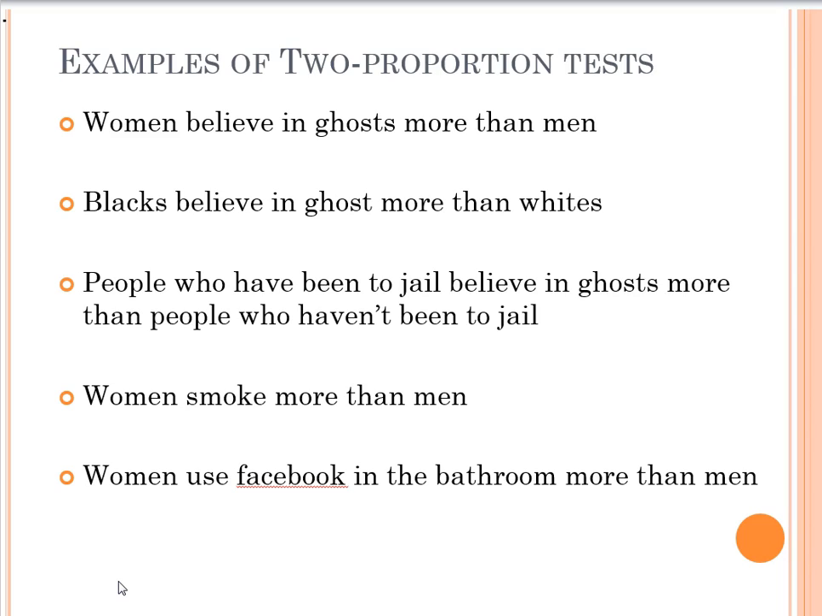We may compare minorities to majorities, or we might compare different subsets of the population. So we need two different groups of things to compare, and then we can test a claim. So for example, we can compare the statement, women smoke more than men.